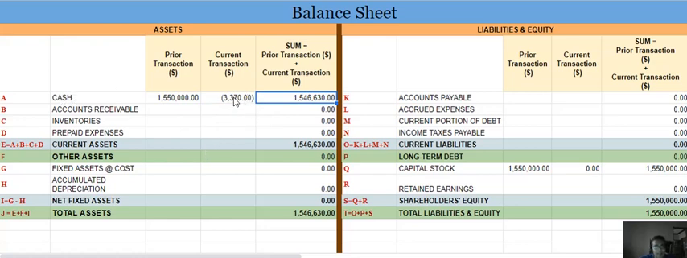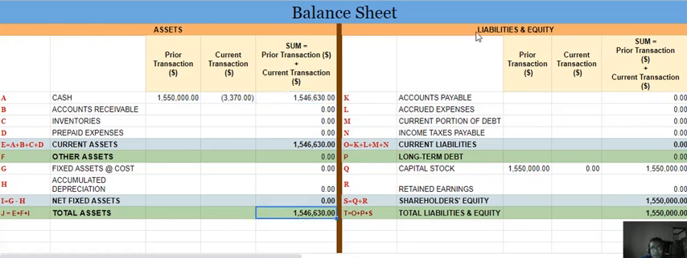So that's why I'm subtracting $3,370 from $1.55 million, which results in $1.54 million. So that is the total cash right now Appleseed Enterprise has. You can see the current asset is $1.55 million. There is no fixed asset, accumulated depreciation, and other assets. So the total asset is $1.54 million.